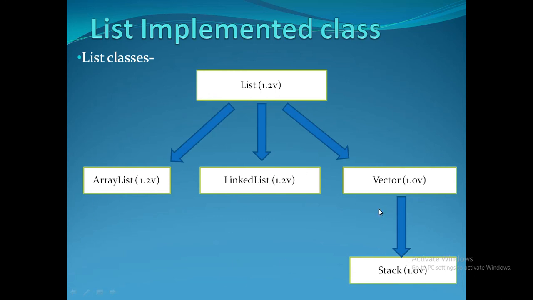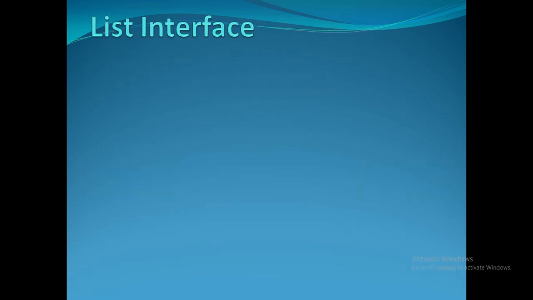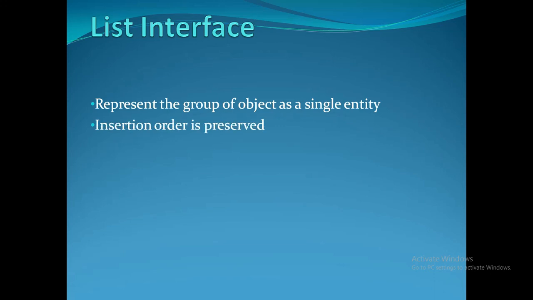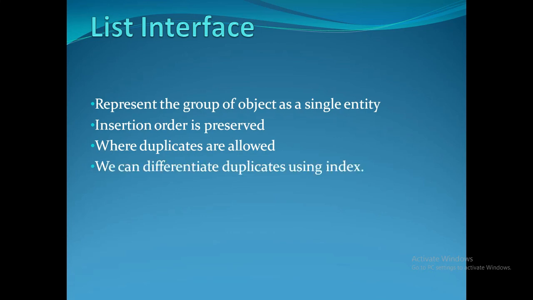So what were the features we saw in the last video? First, it represents a group of objects, right? Then insertion order is preserved. The main thing in a list is that insertion order is preserved. So whatever classes we are going to see must preserve this property. Insertion order must be preserved. Then in a list, duplicates are allowed. Whatever class implements the list will have these features. Then if we have duplicates, we must have the index, which we use to differentiate these duplicates.